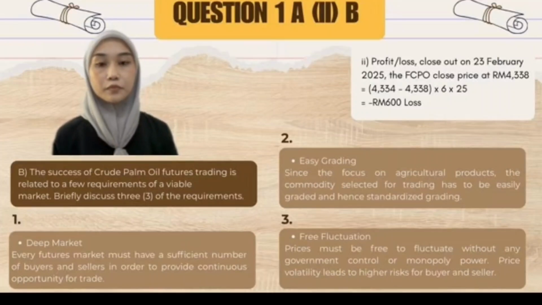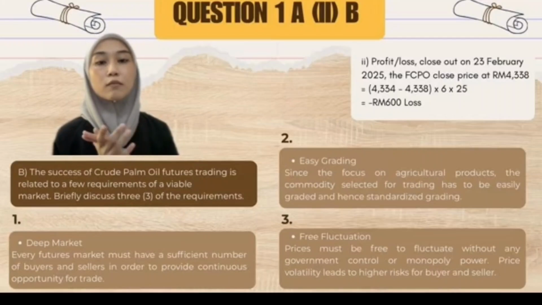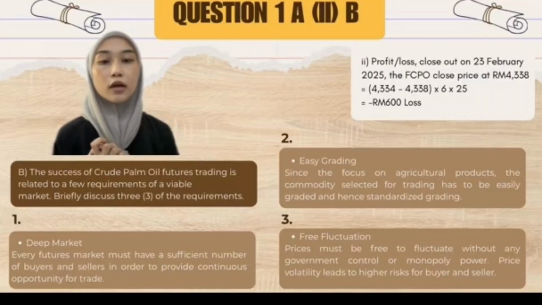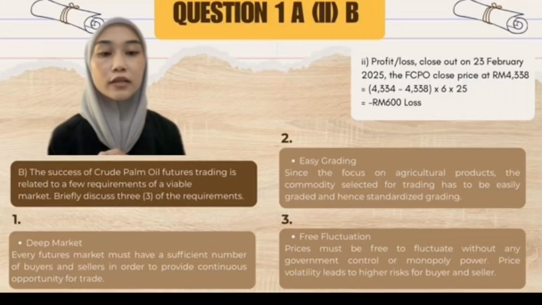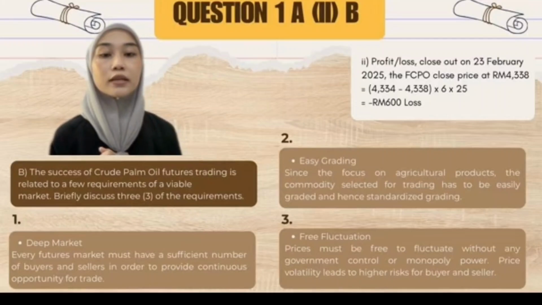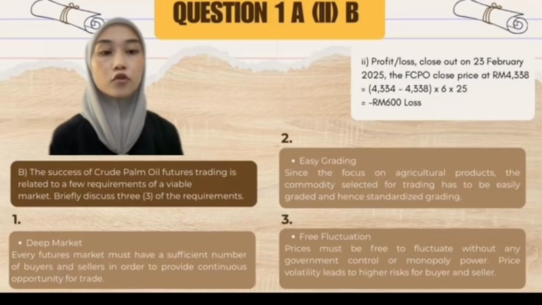The second requirement is easy grading. Since crude palm oil is an agricultural commodity, its quality must be classified using standard grades. This ensures that buyers and sellers have a clear understanding of the product quality, making trading fair and efficient. The third requirement is free price fluctuation. This means futures prices should be determined by market demand and supply without excessive government intervention or monopoly. As a result, the futures market can reflect the true market value of crude palm oil.